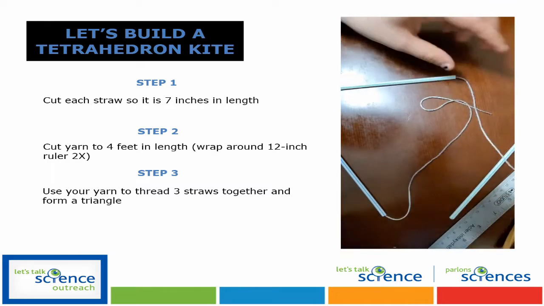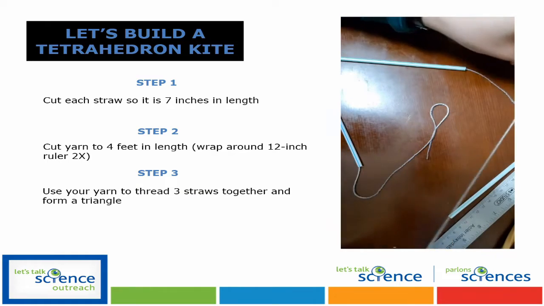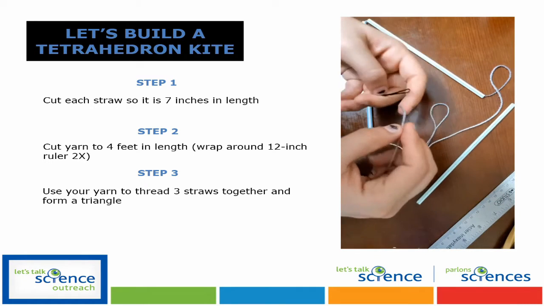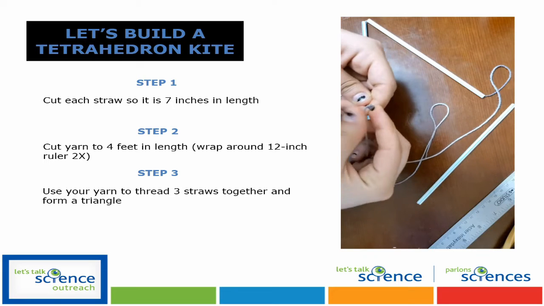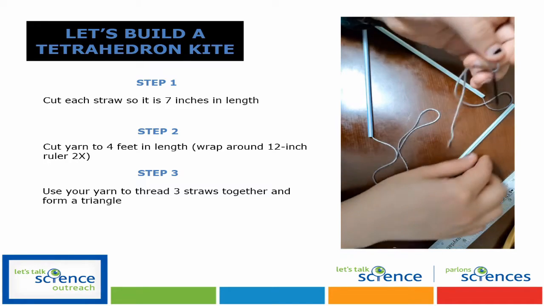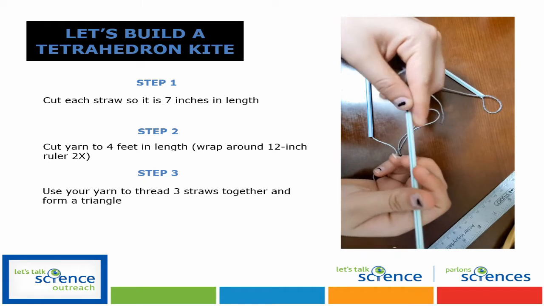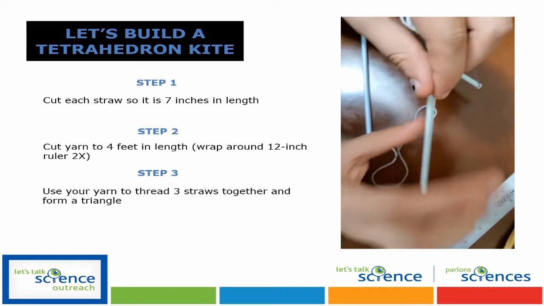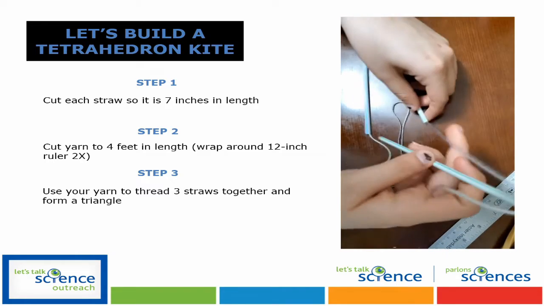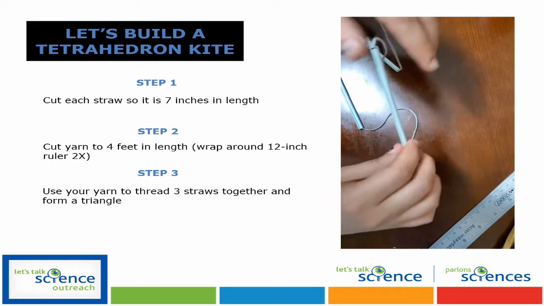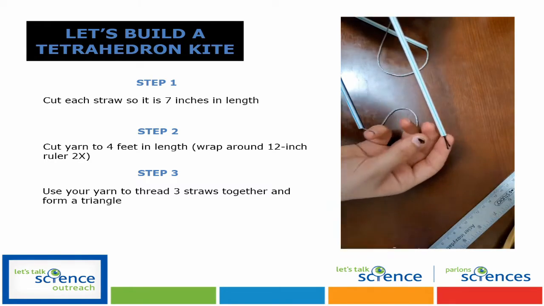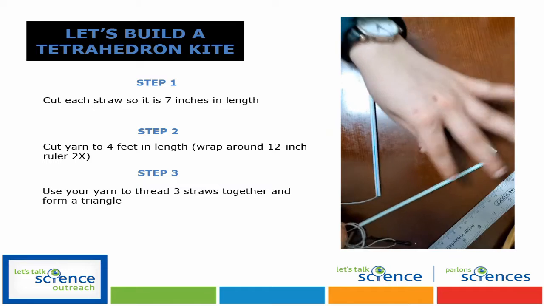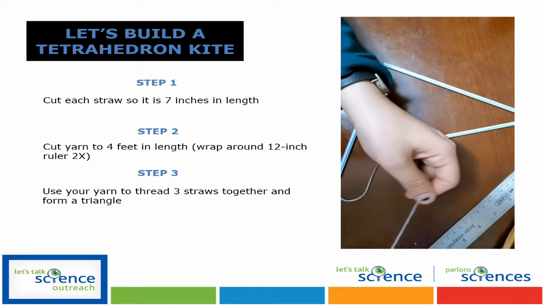Okay, 2 straws down, 1 more to go. Time to thread our last straw. Again, you can use a bobby pin to help make threading the yarn through the straw a little bit easier. Perfect. Now that we have 3 straws on our yarn, we can now form a triangle.